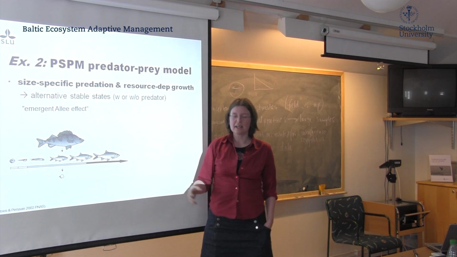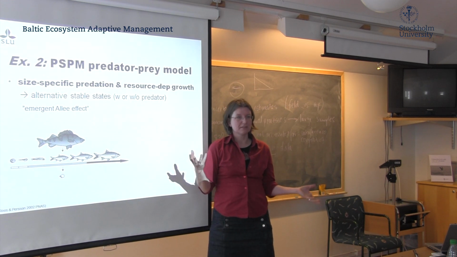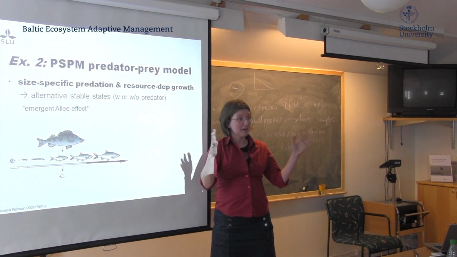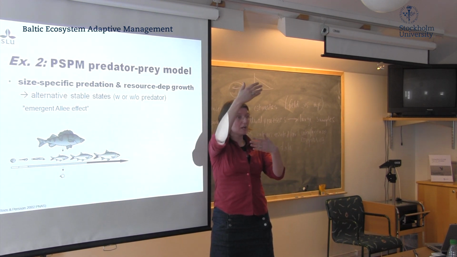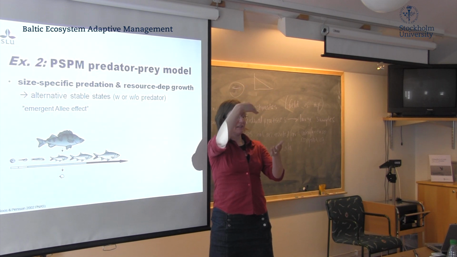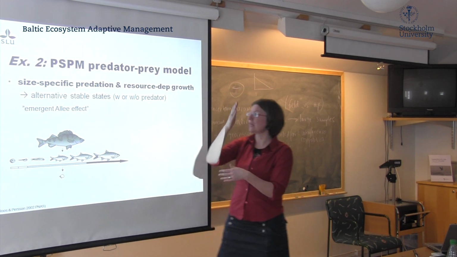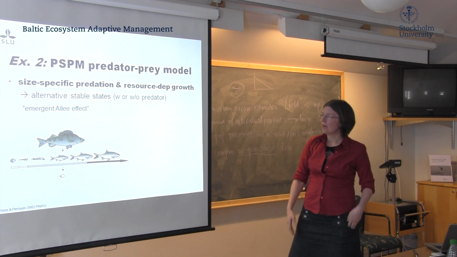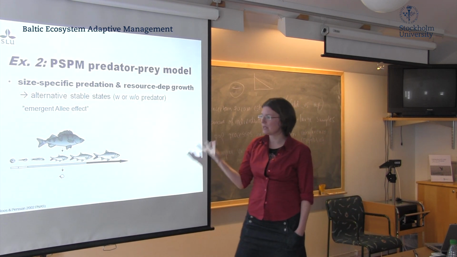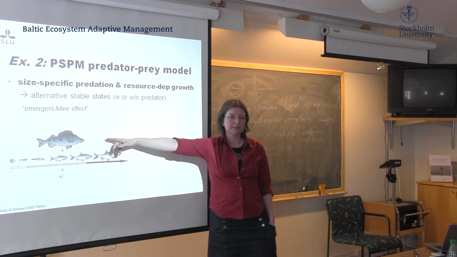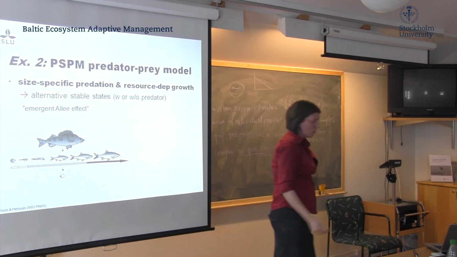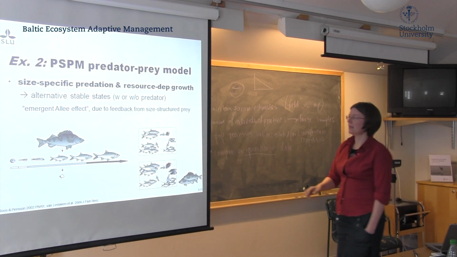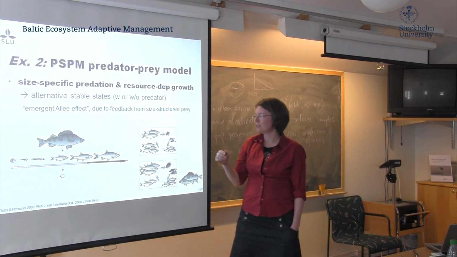They actually find this case of alternative stable states. You remember alternative stable states, like in an identical environment, you can have two types of communities here. And you can't say which one you will get. It will depend on the initial conditions. And what they find is states with and without the predator in the system. And this is what they call the emergent Allee effect. And I made a little comic illustration to try to illustrate that.